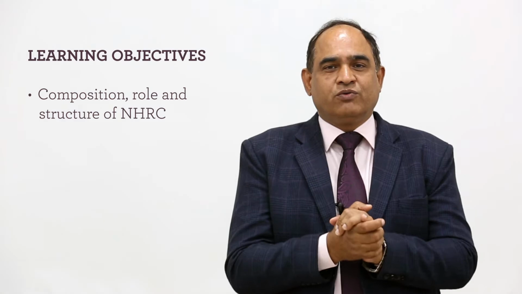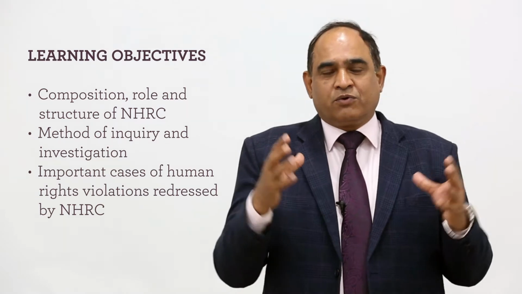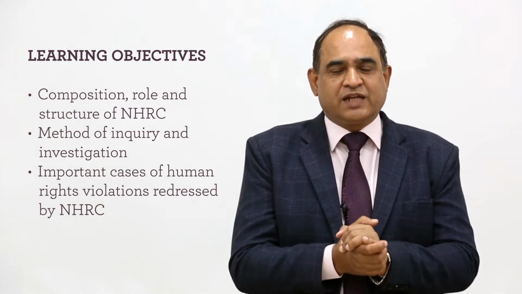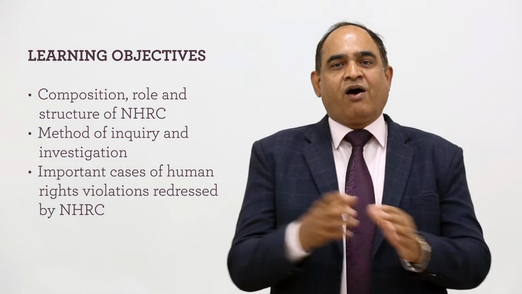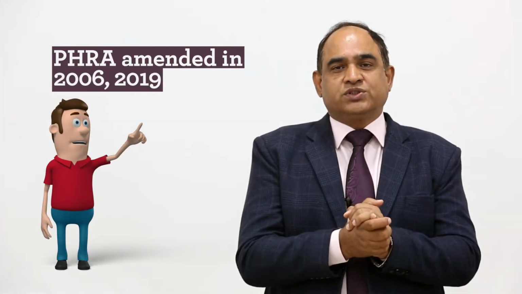In the earlier module, we saw the Protection of Human Rights Act, and in this module, we will take up the structure, composition, role, important features of the National Human Rights Commission, and also how it carries out investigation or inquiry. It was established on 12th October 1993 under the Protection of Human Rights Act 1993, which was subsequently amended in the year 2006 and also in 2019.